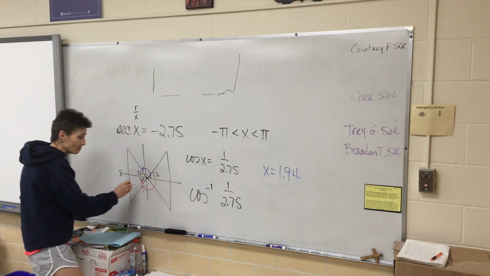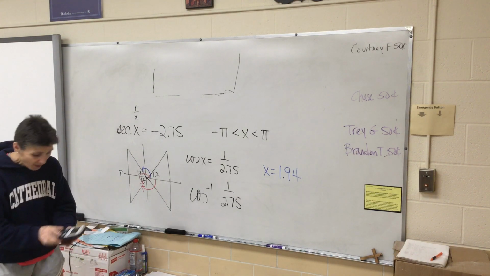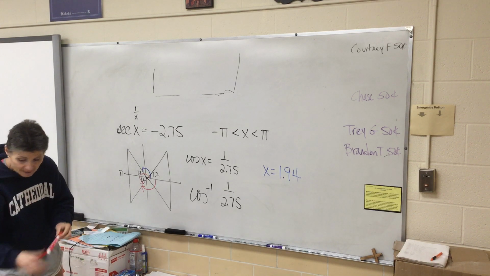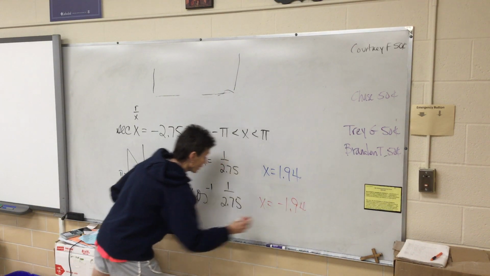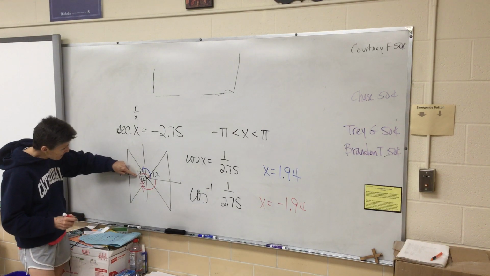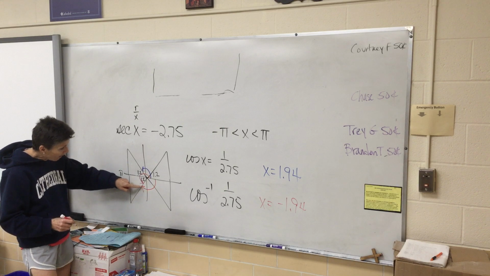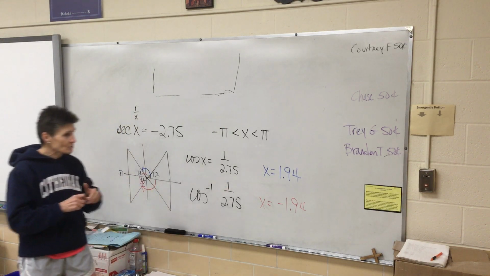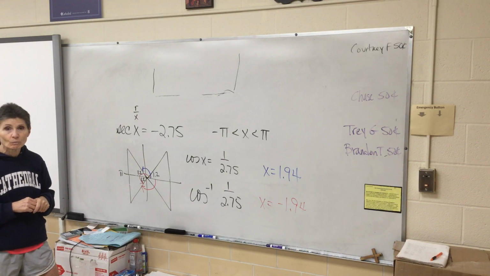What would that measure be? Well, it's still going to be pi minus 1.2, but now it's going to be negative. So that is negative 1.94. Because if I went all the way to here, it would be pi, but I'm stopping 1.2 short. So it's pi minus 1.2. So this time, my answers are positive 1.94 and negative 1.94.